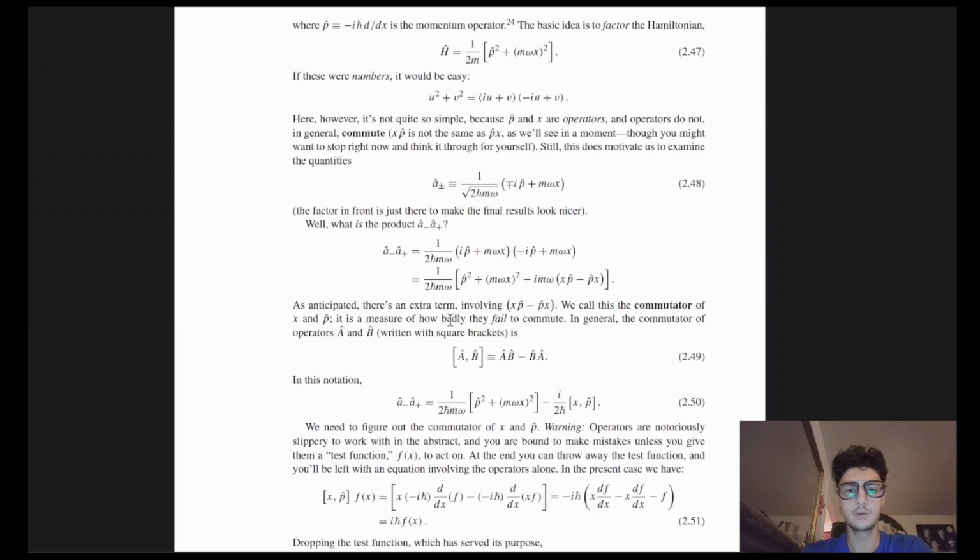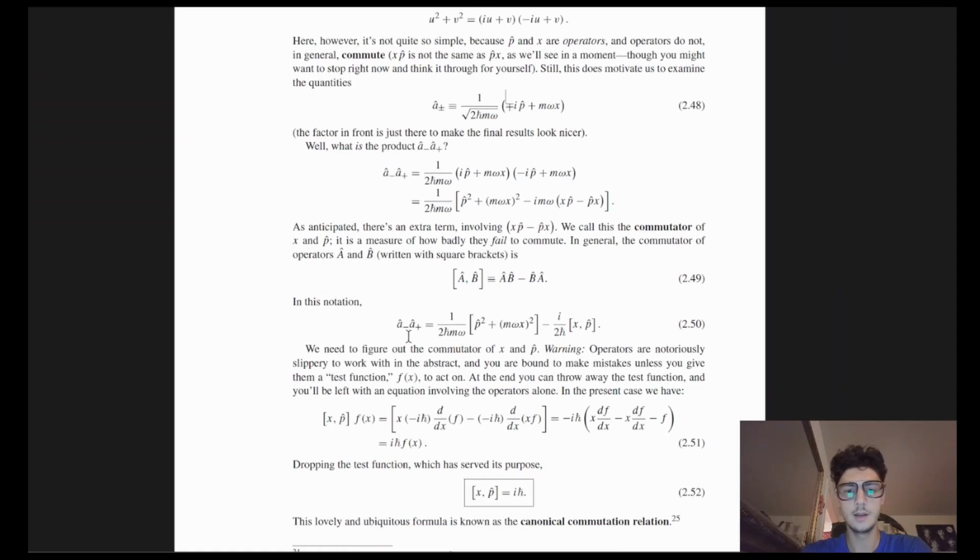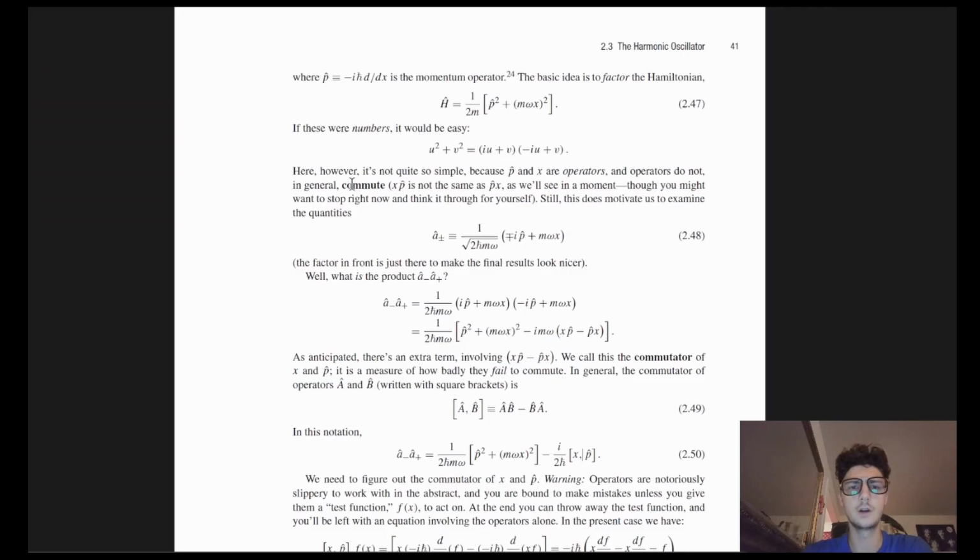As anticipated, there's an extra term involving xp minus px. We call this the commutator of x and p. It is a measure of how badly they fail to commute. In general, the commutator of operators A and B, written with square brackets, is a new definition, and these are operators: the operator A and then the operator B, minus the operator B and then the operator A. In this notation, A minus acting on A plus is equal to this minus this, so minus the operator. So this thing he did here. Let me just stop for a second and talk about these operators.